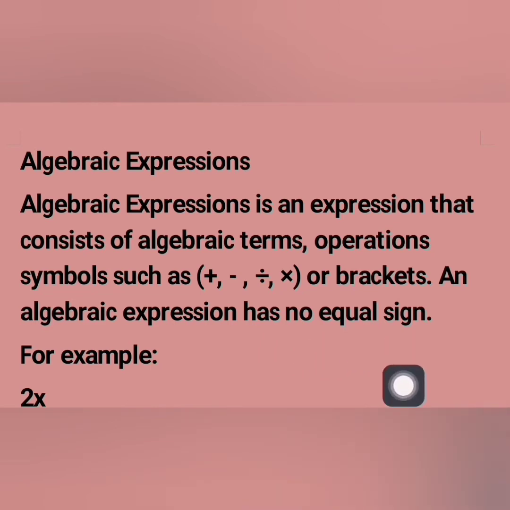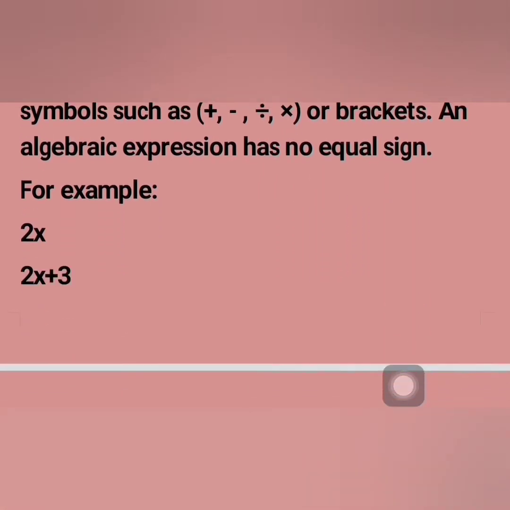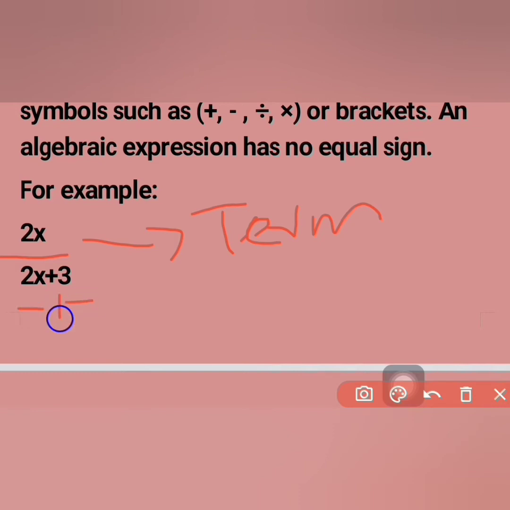So move towards our example. Here, look at this: 2x. Is 2x an algebraic expression? No. This 2x is called a term. As I already described to you, an algebraic expression is a combination of terms and some operation.